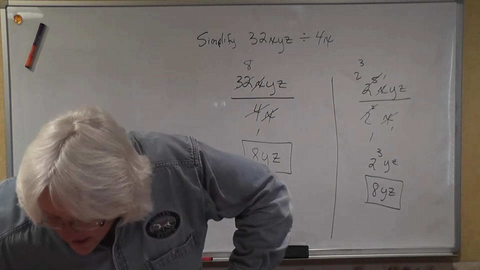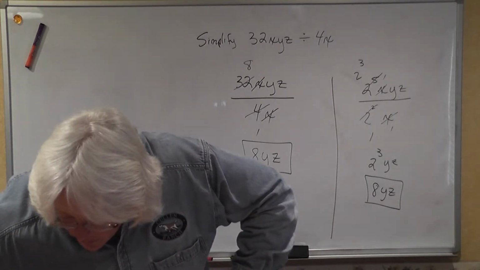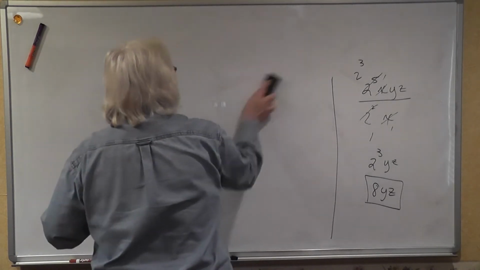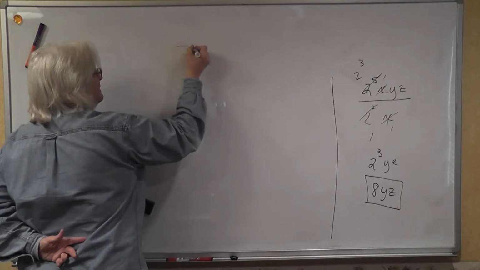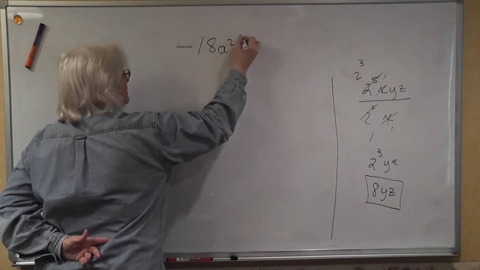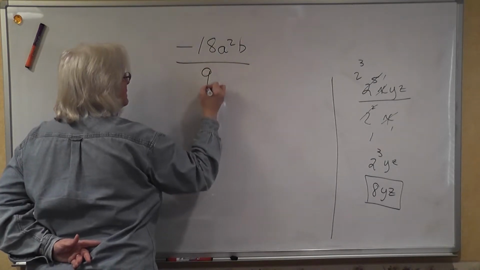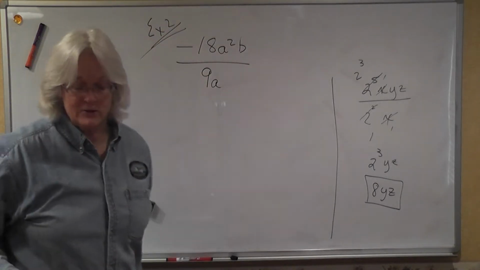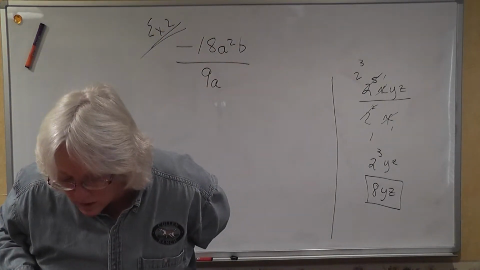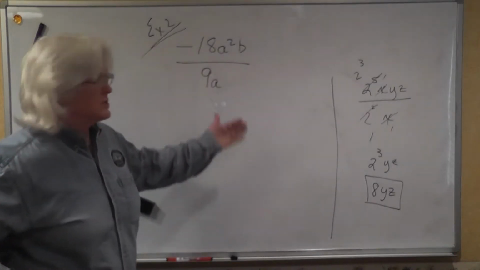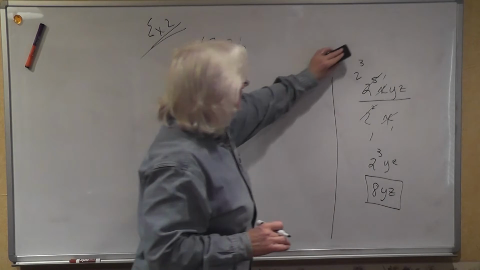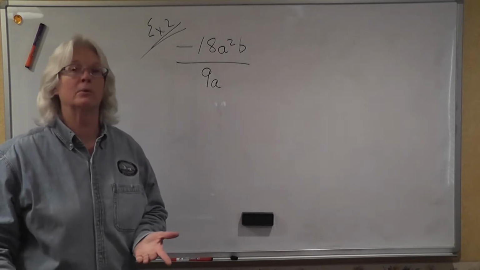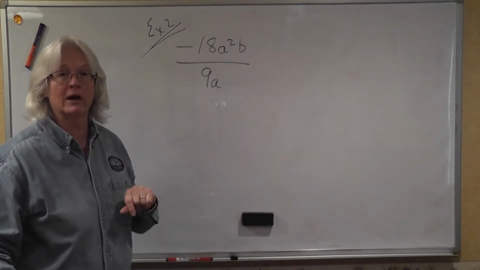So let's go ahead and look at this next one. Negative 18a squared b divided by 9a. This is example 2. Now let me make sure I copied it, and you make sure you do the same as well. A squared b divided by a, because like I've said repeatedly, take the extra couple of seconds. That's all it takes. Take the extra couple of seconds to make sure you've copied your problem correctly.